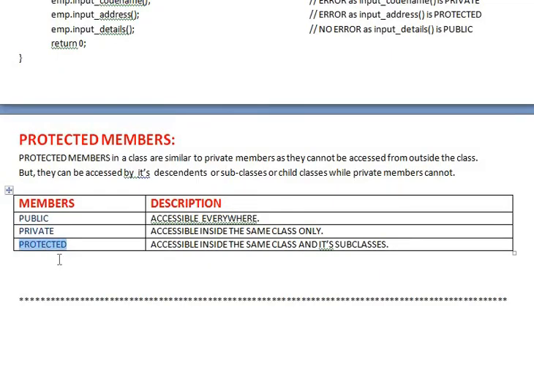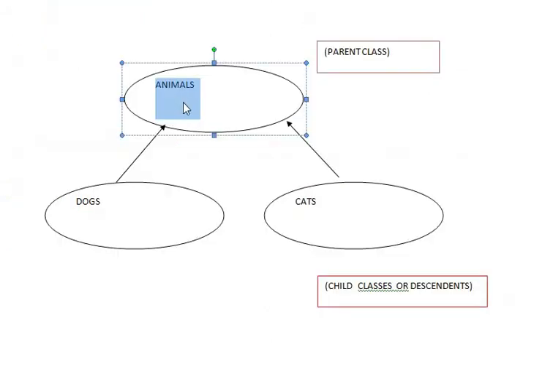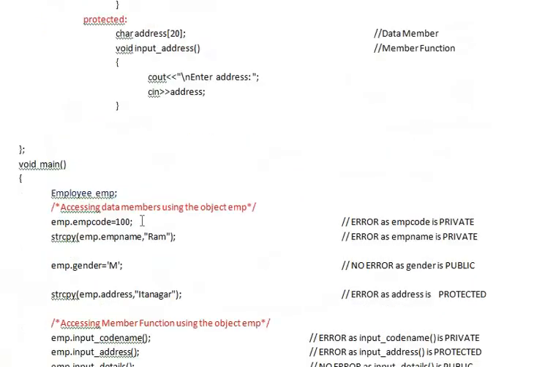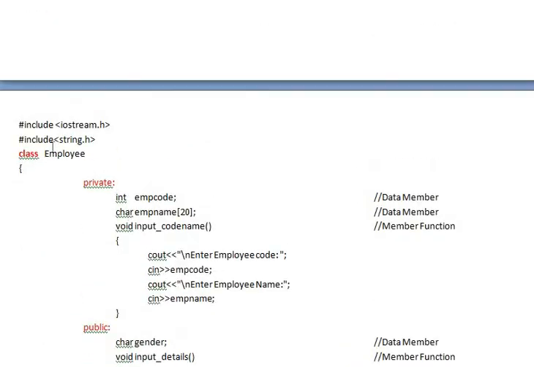However, the protected data members for the class known as animals can be easily accessed by its descendants known as dogs and cats. So that's the difference between the private and the protected access specifiers. Now let me explain this program logic. So the program logic is shown here.